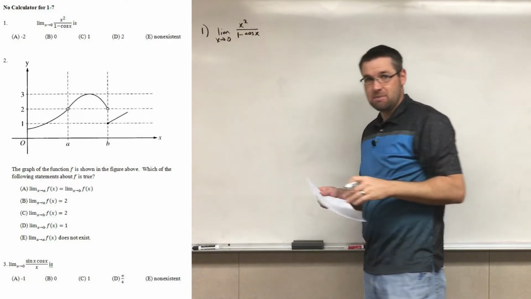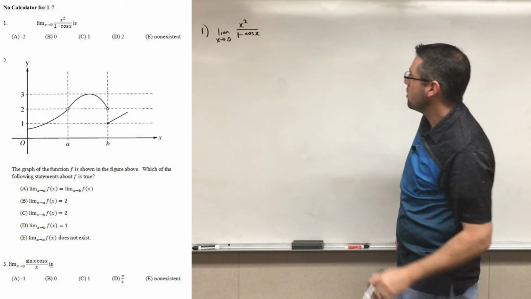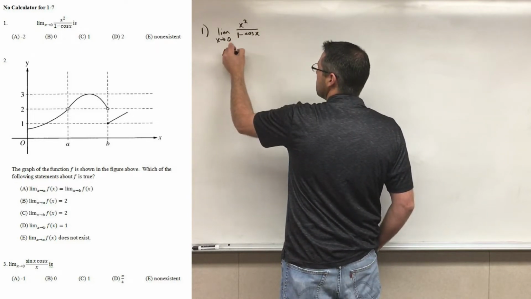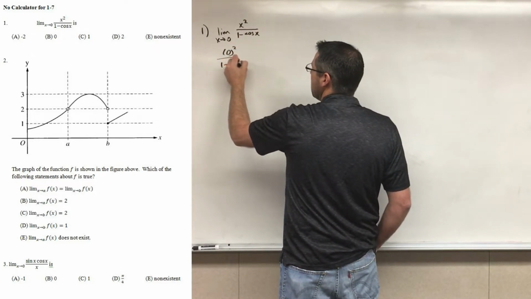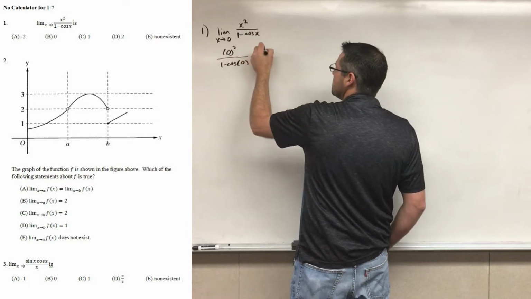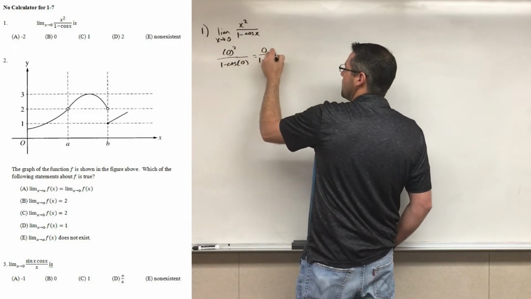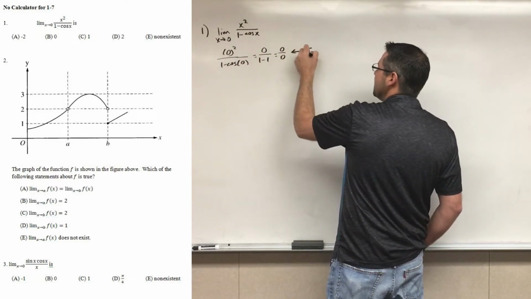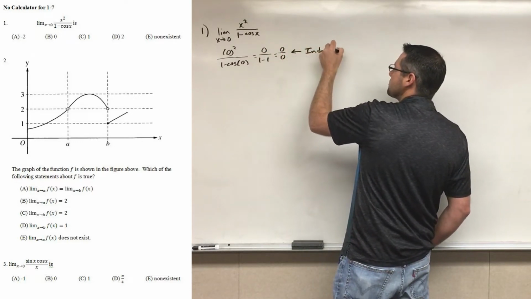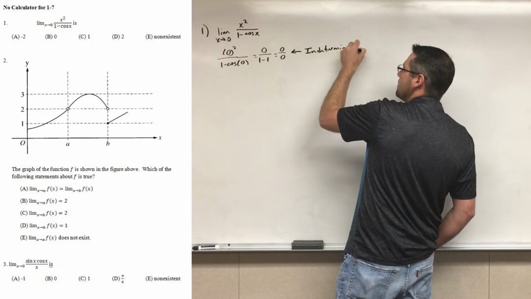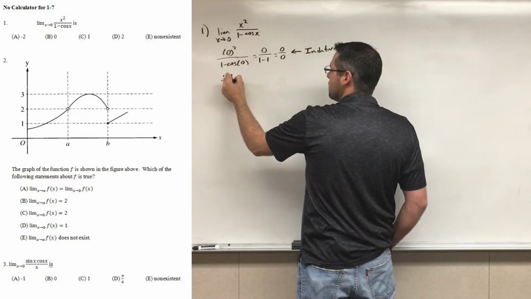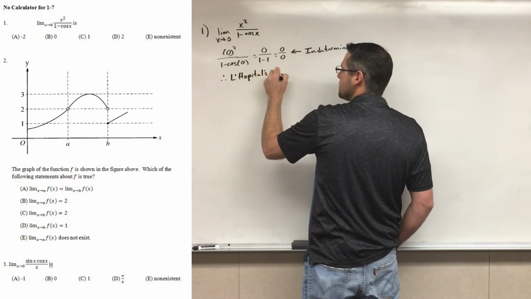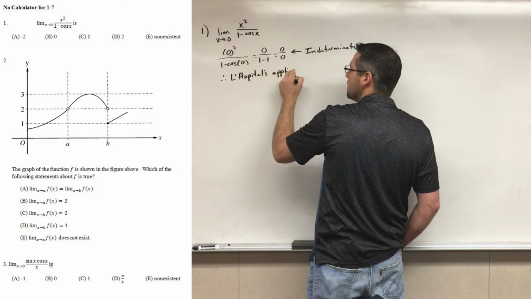Remember, the first step in any limit is to try and substitute. So when we substitute in, we get 0 squared over 1 minus cosine of 0. And so we end up with 0 over 1 minus 1, which is 0 over 0. And we state, okay, if that's the case, that is an indeterminate form, and therefore we state L'Hopital's rule applies.